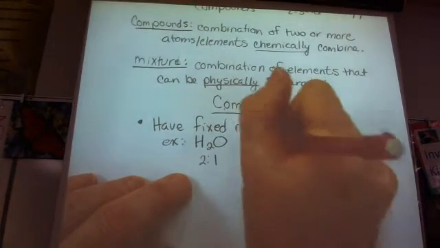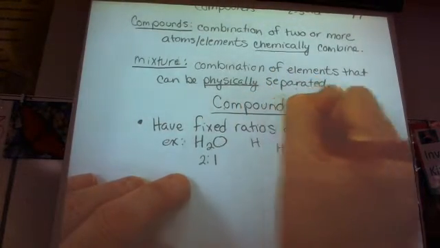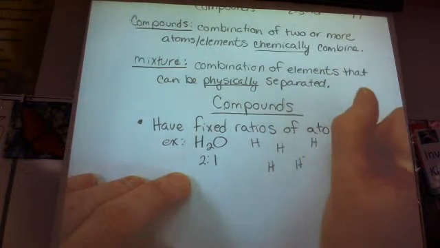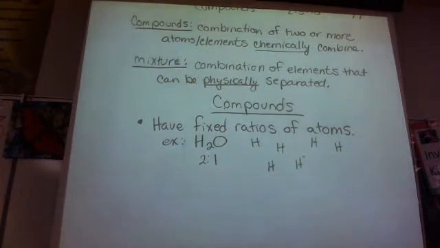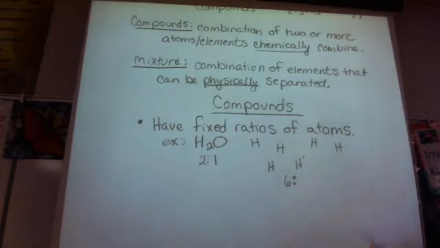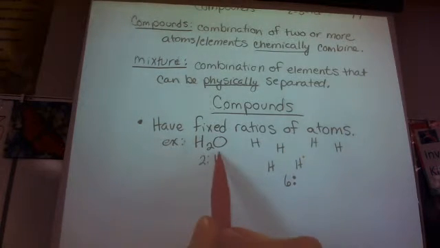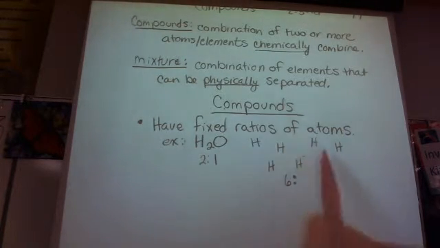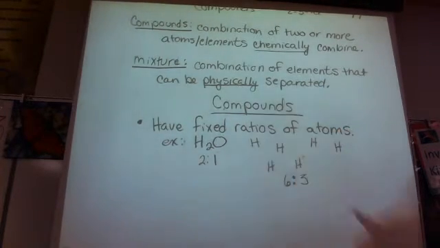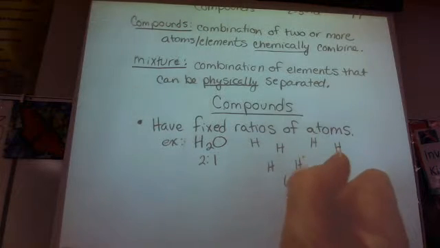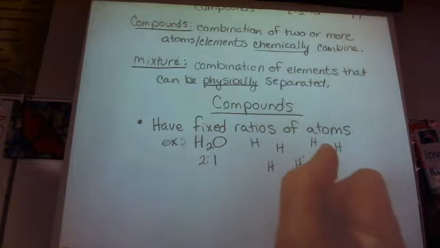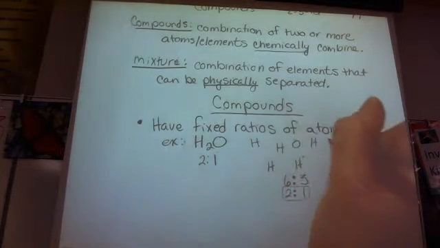So if we had 6 hydrogens out here, just out and about, 1, 2, 3, 4, 5, 6. 6 hydrogens. In order to get water, how many oxygens are we going to need? 3. 6 divided by 3 is 2. 3 divided by 3 is 1. So you still have that magic 2 to 1 ratio. So we'll add 3 oxygens here.